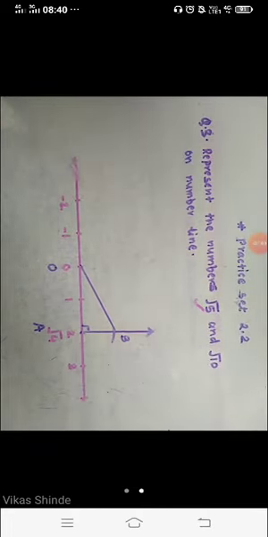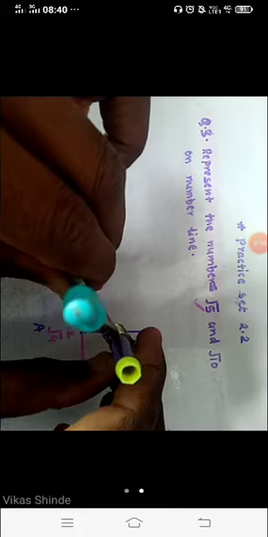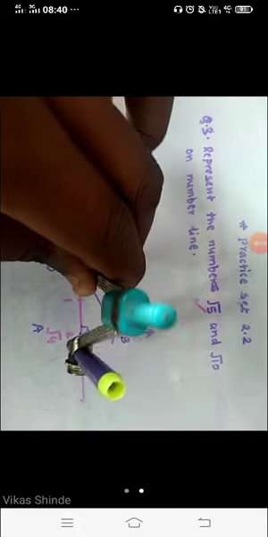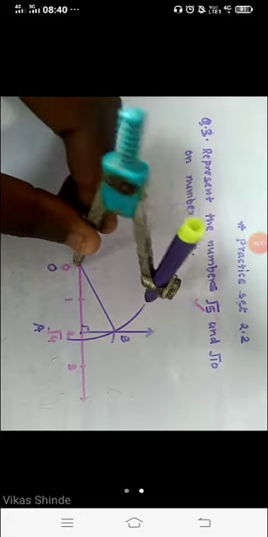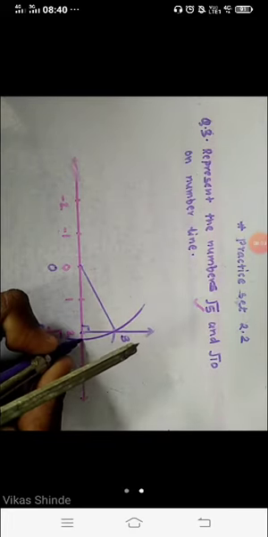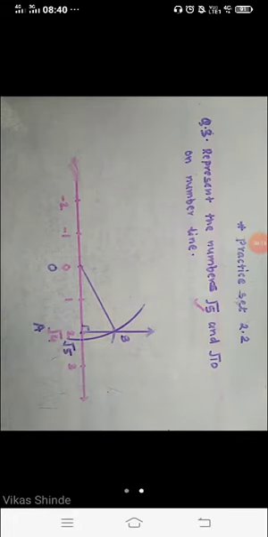Now after that, put the compass on point O and take a distance up to B, and then draw an arc. After drawing the arc, we got the next point here, students. This point is under root of pi.